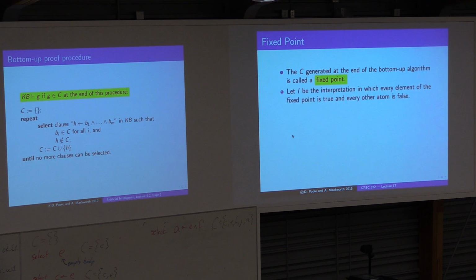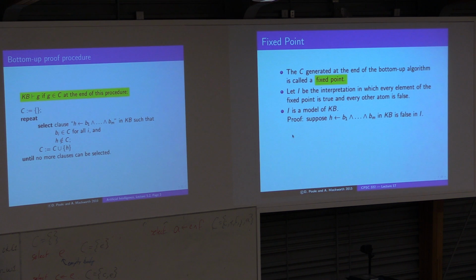And now we're going to define I to be an interpretation in which every element of the fixed point is true and every other atom is false. So in here we're going to define I as an interpretation in which C, E, F, J, and A are all true and everything else is false. So we're going to have this funny interpretation defined by the fixed point. Now we've got to show that I is a model of this knowledge base.